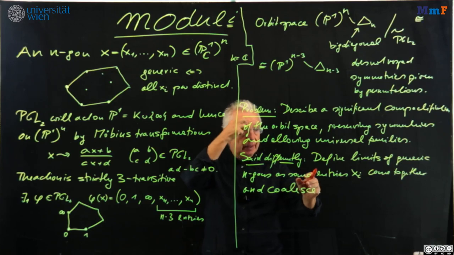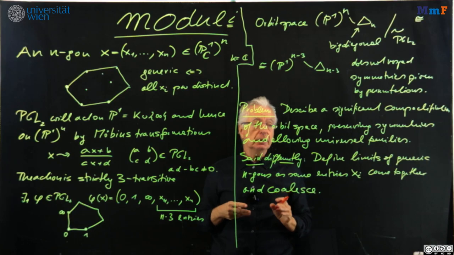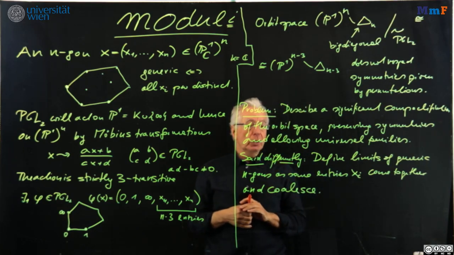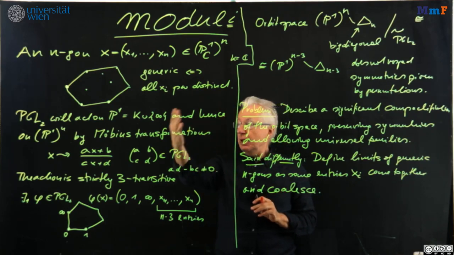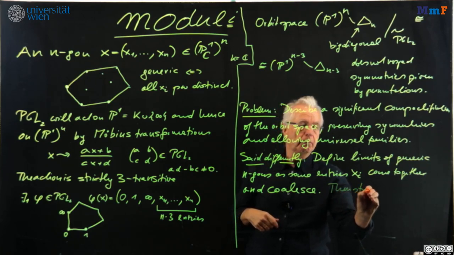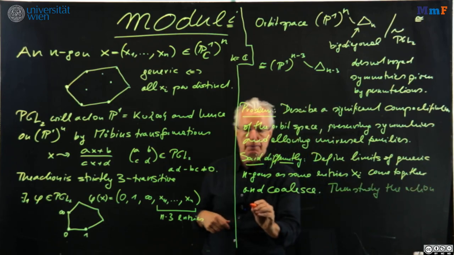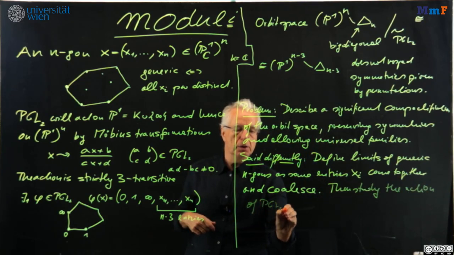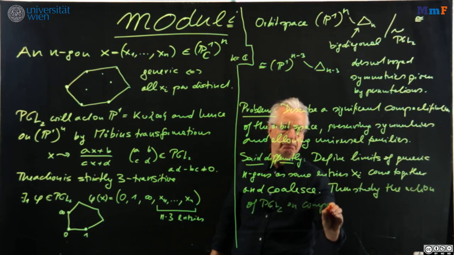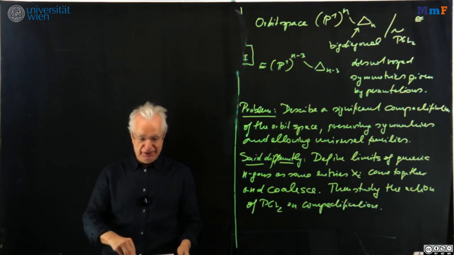So first we want to define the limit, which means going to the compactification. It should be a natural concept of limit. And then we want, again, having PGL2 act, to study the action of PGL2 on the compactification.